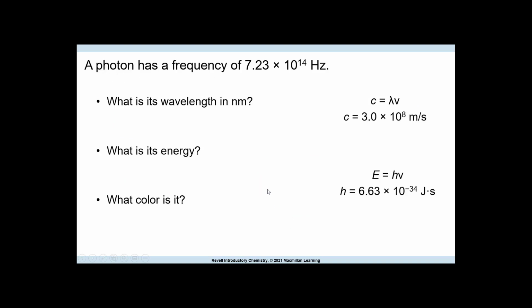Okay, so now I'm going to give you a similar problem, just like the one I worked out. What is the wavelength in nanometers? We're given a frequency of 7.23 times 10 to the 14 hertz. Frequency, that means that hertz is 1 over s. So what is the wavelength? I'm giving you the formula and the speed of light.